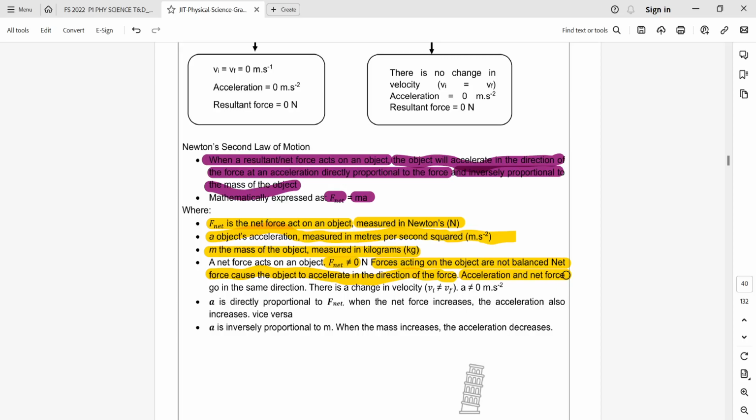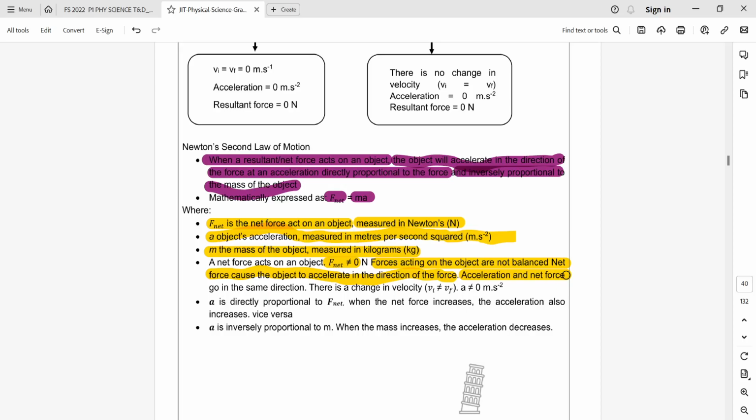If an object moves from one point to another, it means there is a change in velocity that is causing the acceleration. It moves from one point at a certain velocity and will reach the second point at a different velocity. They are not the same. Now, acceleration a is directly proportional to the net force F net. When the net force increases, the acceleration also increases, and vice versa. But acceleration is inversely proportional to the mass. When the mass increases, the acceleration decreases.